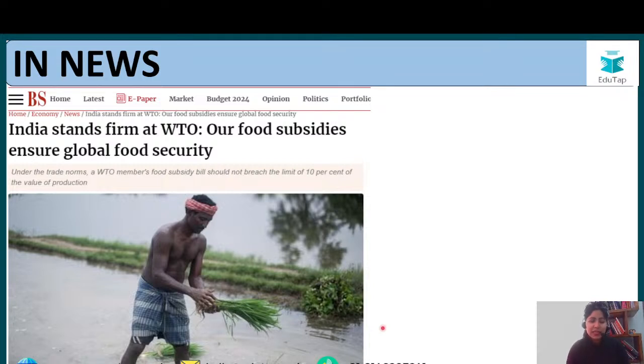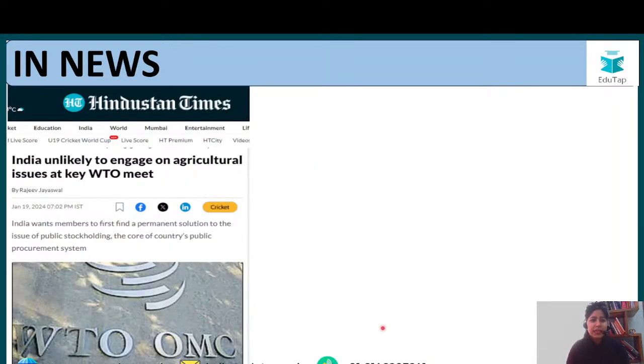Let's look at what has been the headline regarding WTO food subsidies and what the issue is about. So India stands firm at WTO. Our food subsidies ensure global food security. So that has been a statement given by Indian ministries. Then from Hindustan Times, this is a very important one, and if you can get access to this article, please read this on your own. India unlikely to engage on agricultural issues at key WTO meet.